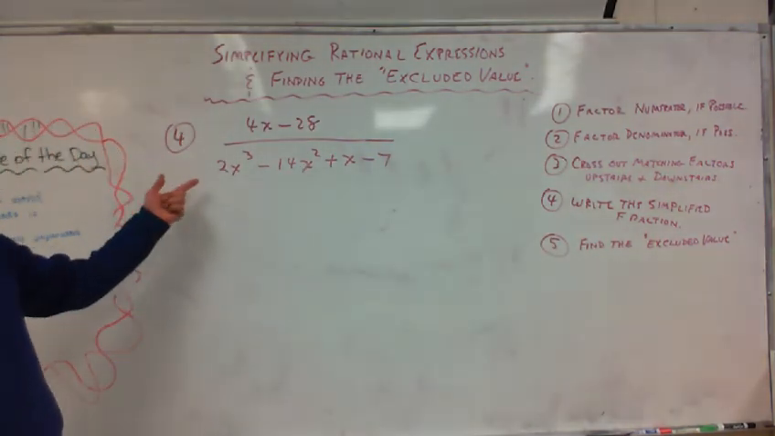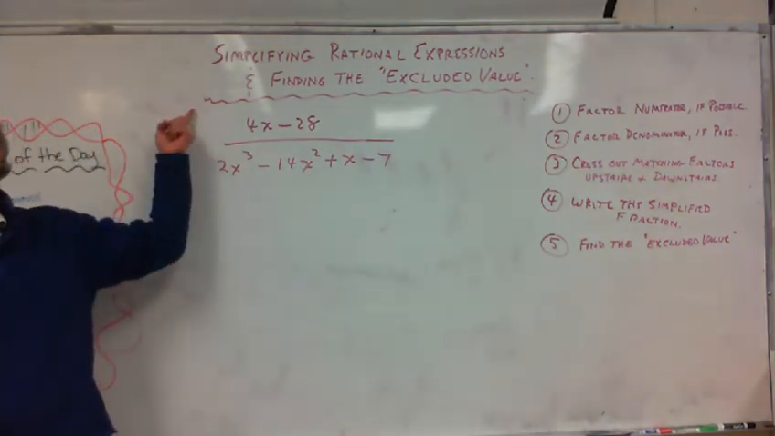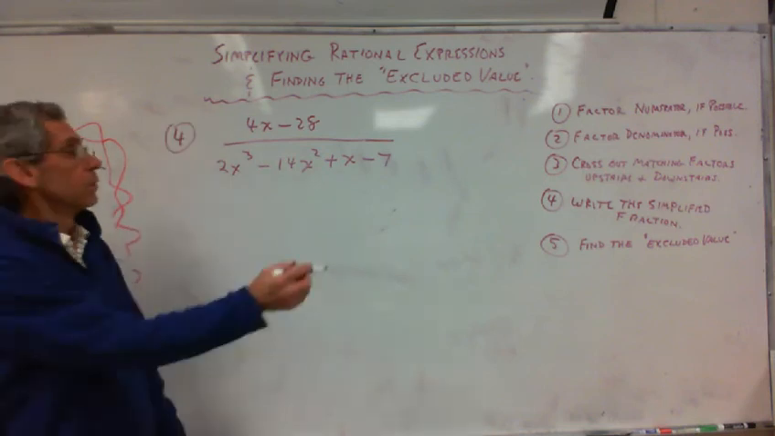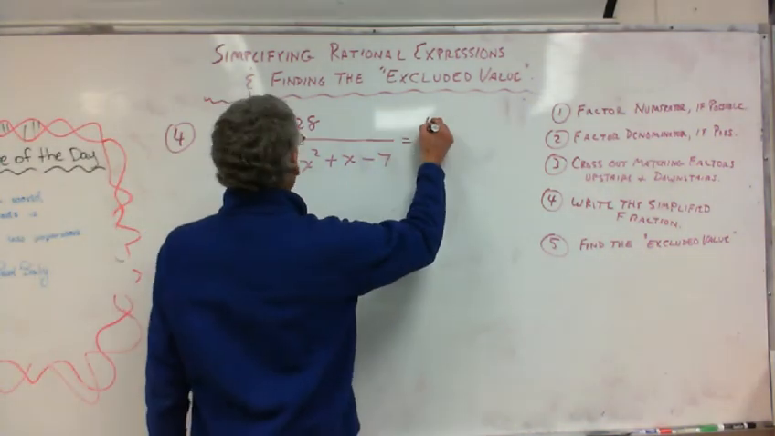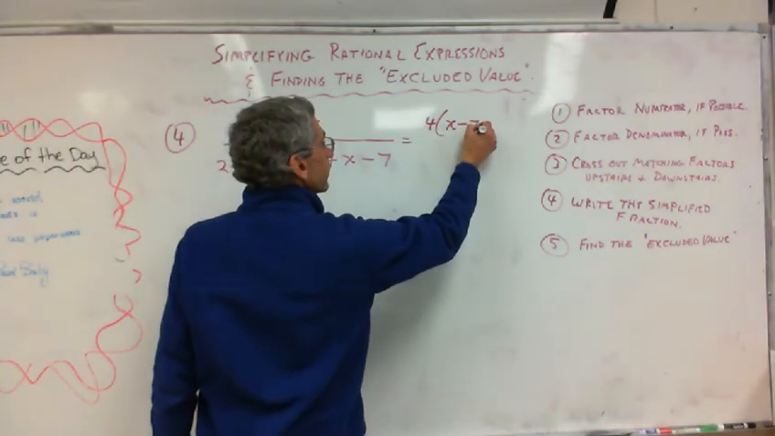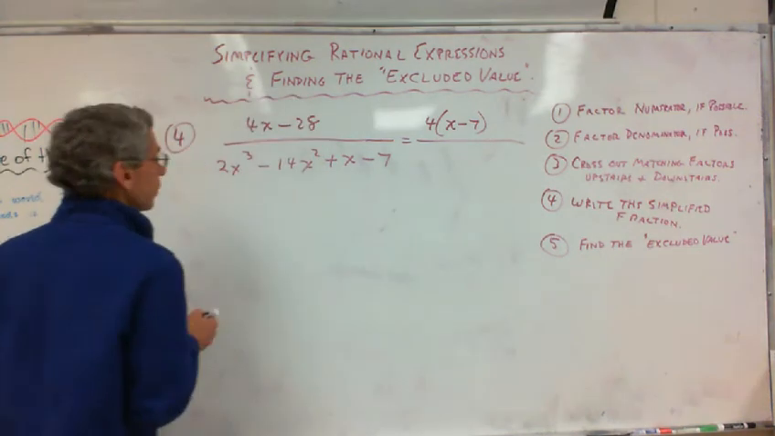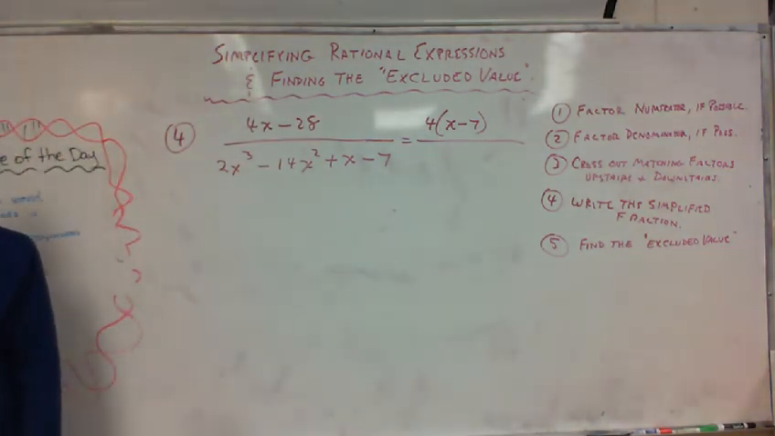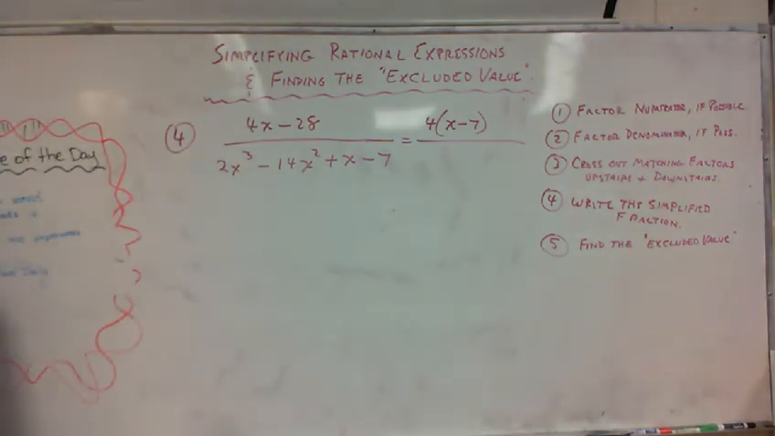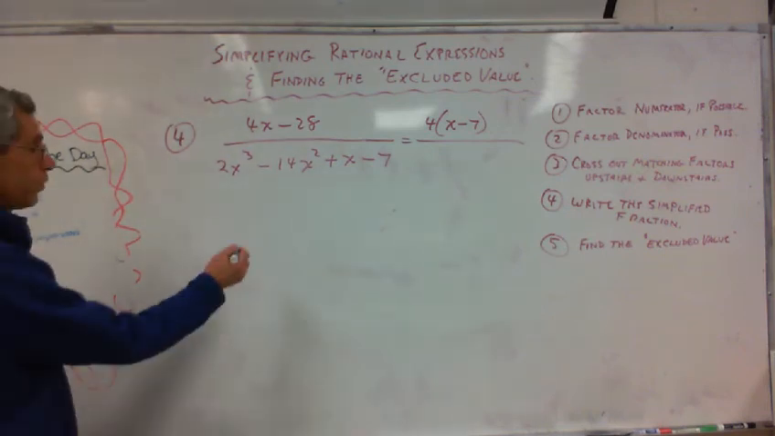Can I factor the numerator? Yes, 4 times x minus 7. Can I factor the denominator? How many terms do you see? 1, 2, 3, 4. It's a 4. Factor by grouping.